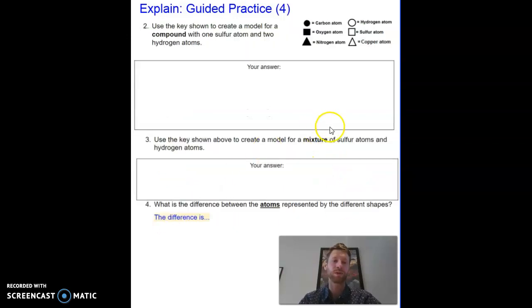And then we're going to go ahead and move on to what this looks like in a little bit harder version. So in this guided practice, okay, we're going to actually need to use the key over here on the right to create our own model. In this case, we're creating a model for a compound made with 1 sulfur atom and 2 hydrogen atoms. So we're going to have to practice using the drawing skills we learned last week.